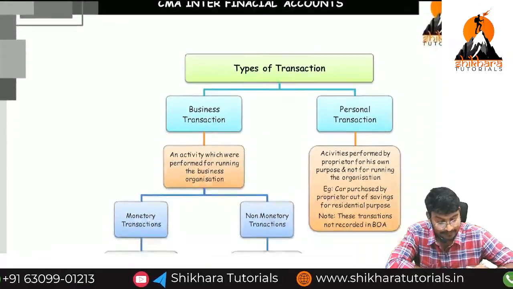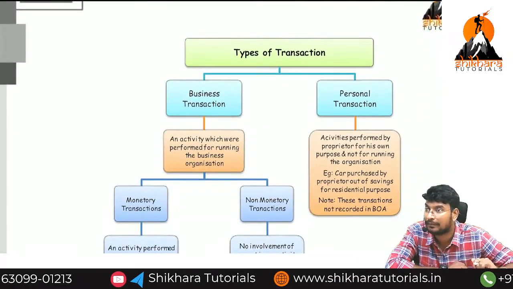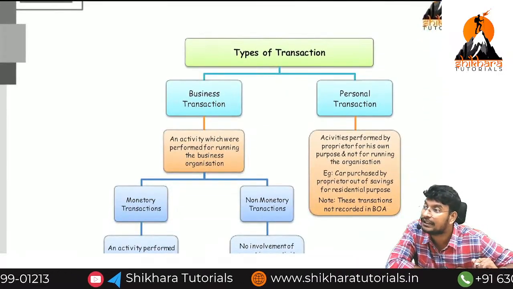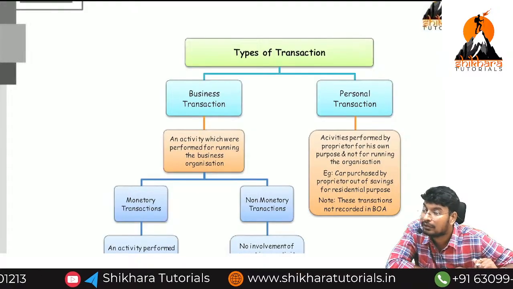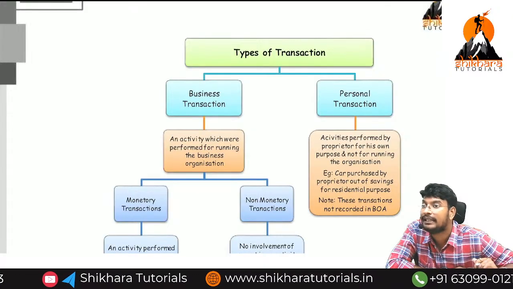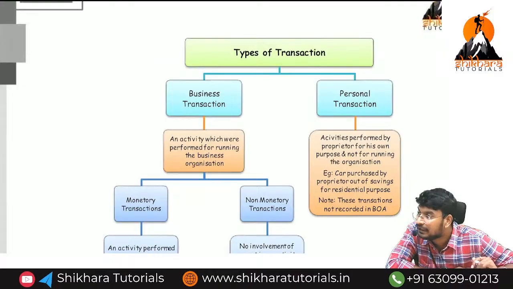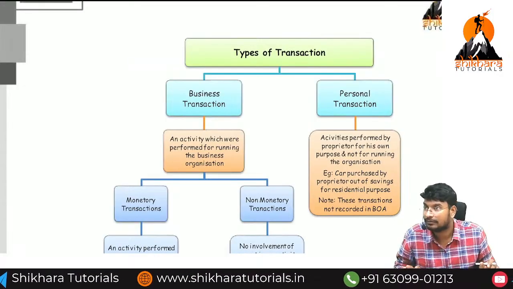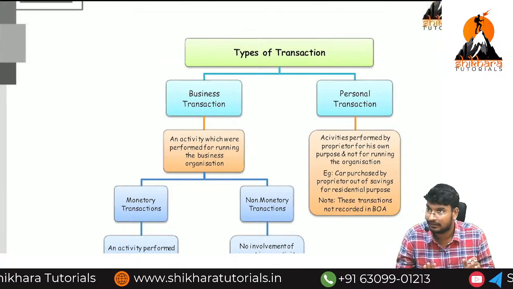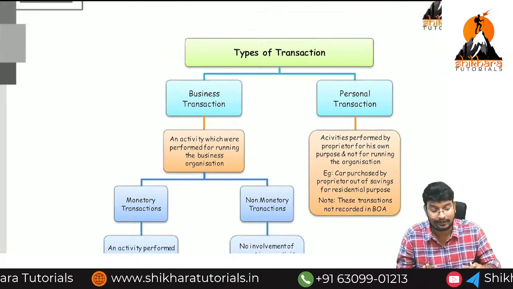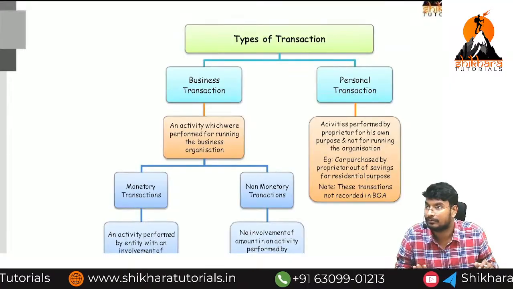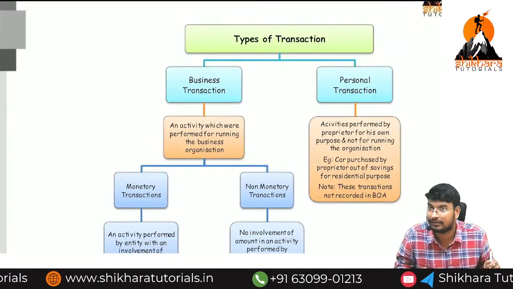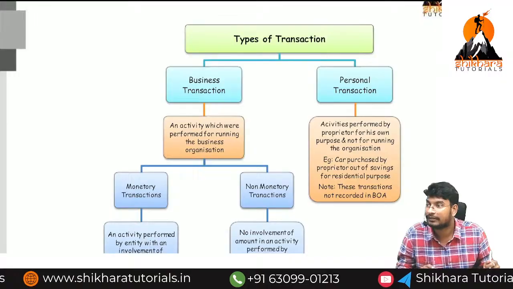But how many types of transactions are there? Two types. All the transactions we need to record in the books of accounts are only those related to business. For example, imagine we have started a business, a mobile phone business. Or you can take the ultimate example: we are starting a wine shop.